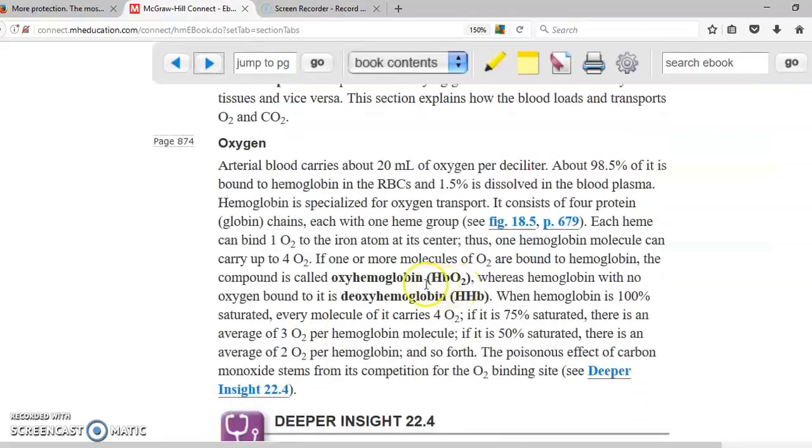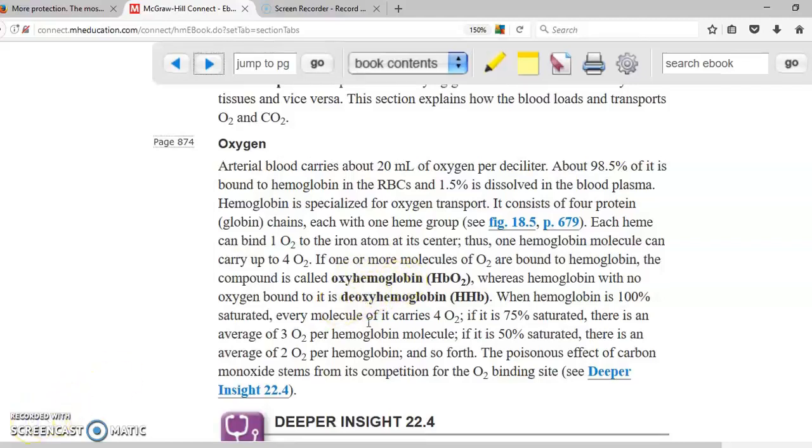Oxygen gets transported with hemoglobin. If oxygen is attached to the hemoglobin, it's oxyhemoglobin. If not attached to the hemoglobin, it's deoxyhemoglobin. Each molecule of hemoglobin can transport up to 4 oxygens. The moment that one oxygen gets attached to the hemoglobin, it stimulates the attachment of the other one and the other one and the other one, and this saturates the hemoglobin faster and faster.